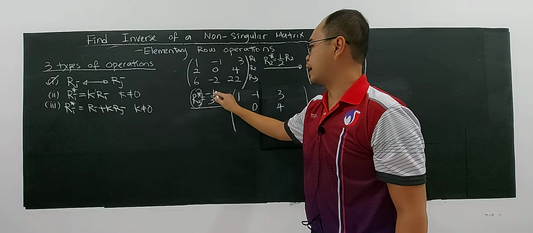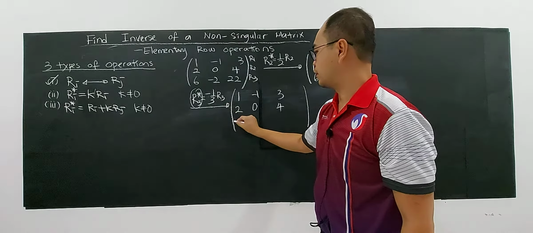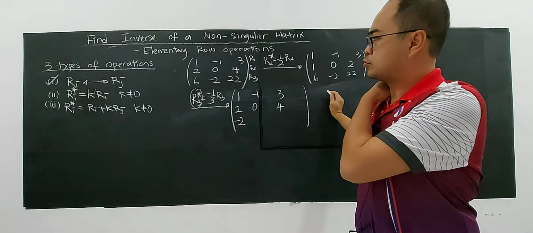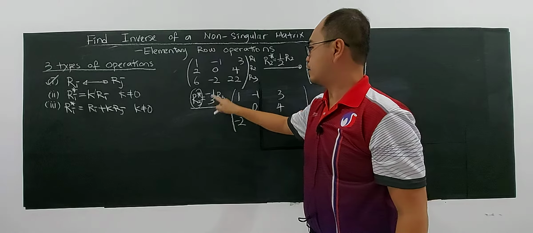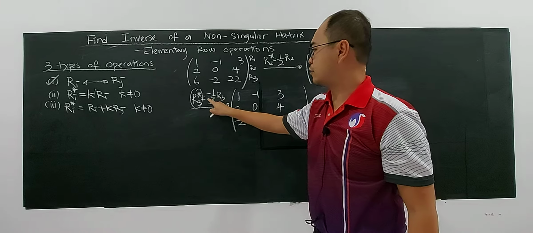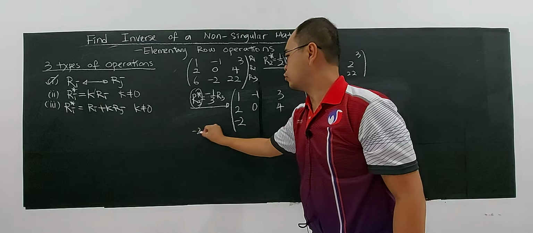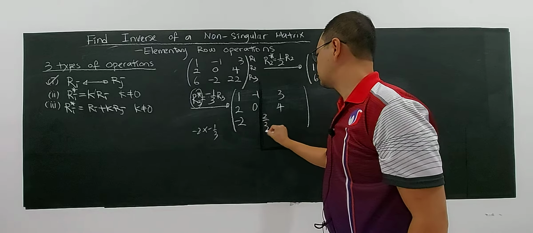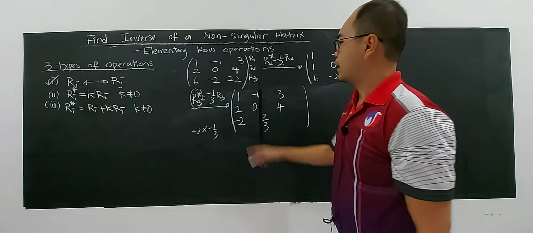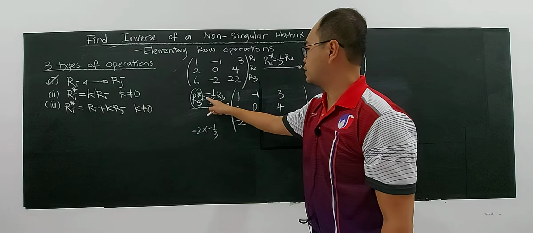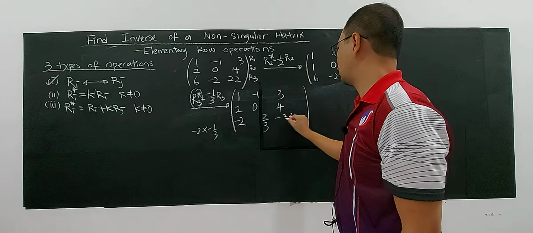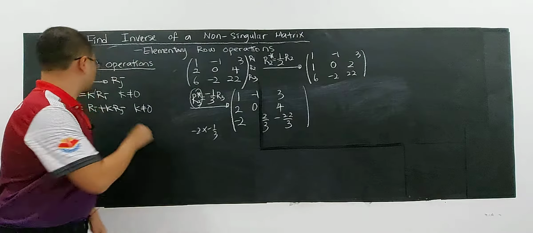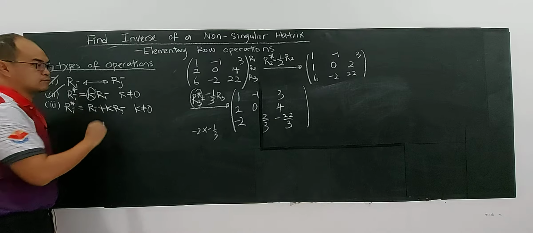6 multiply with negative 1/3, you have negative 2. Then negative 2 multiply with negative 1/3, you have 2/3. And 22 multiply with negative 1/3, you have negative 22/3. That's the meaning of the second operation, where you multiply by a constant.